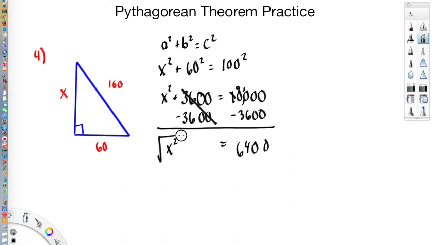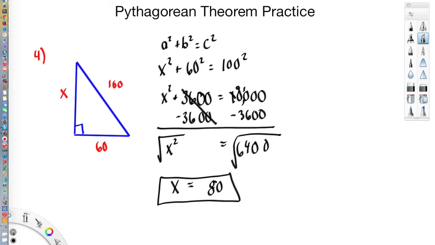And then I need to find the square root of both of these because I want to do the inverse operation. The inverse operation of squaring something is finding the square root. And the square root of x squared is going to be x is equal to, and that will be 80. 80 times 80 is equal to 6,400.